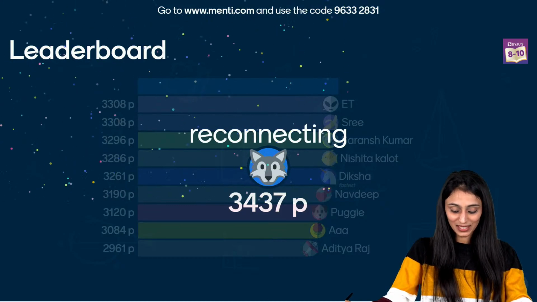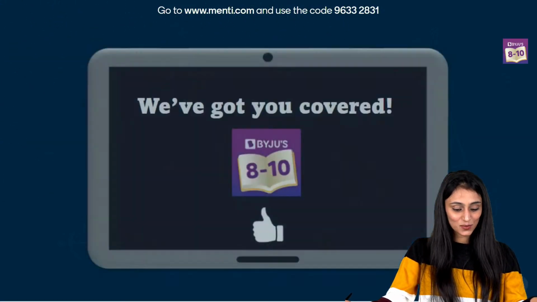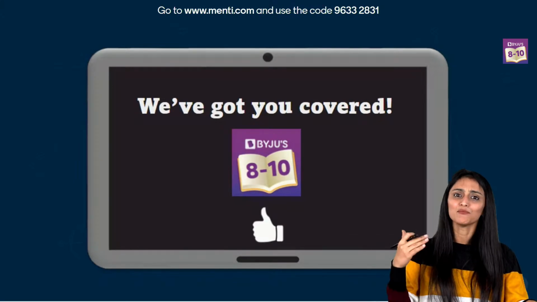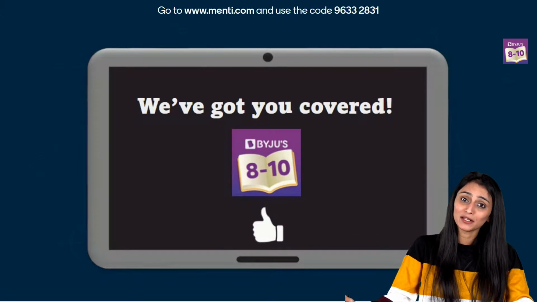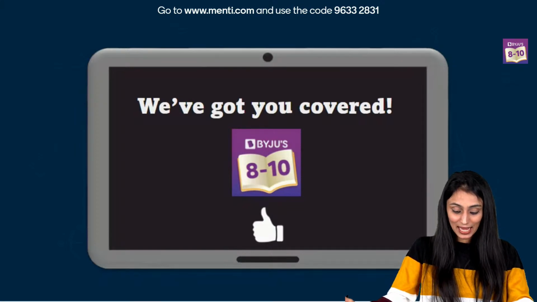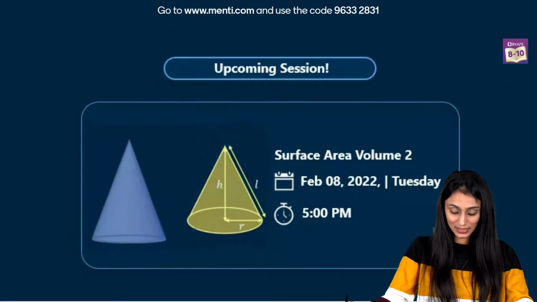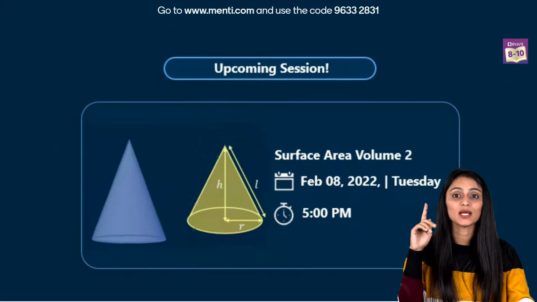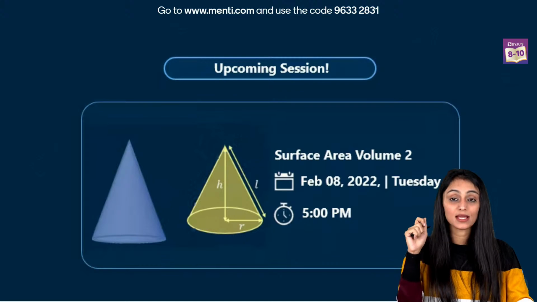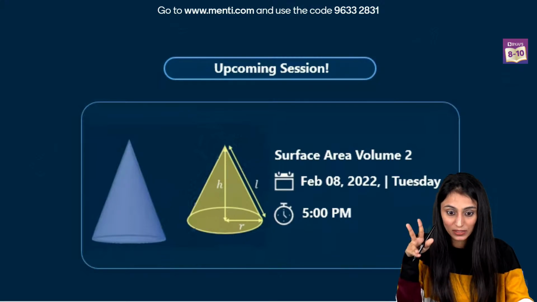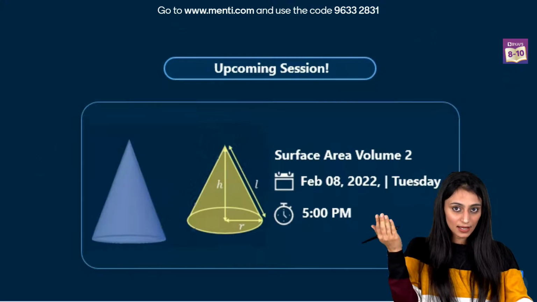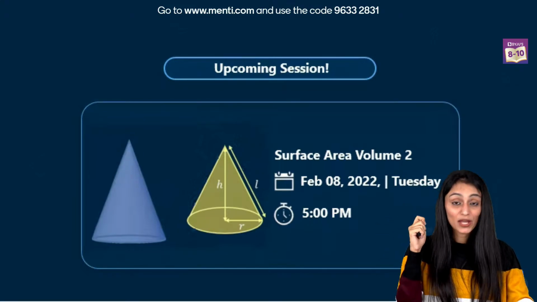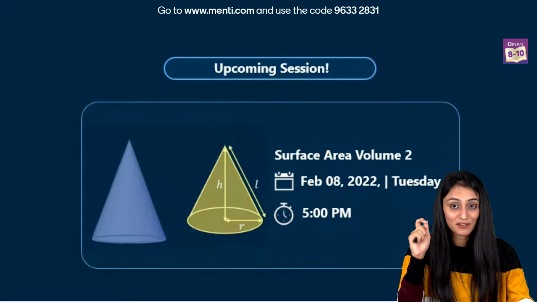Wow. Alright, so this was the last question of today's quiz, but this is not the end because we have lined up many more sessions for you from every Monday to Friday to make you exam ready. Now let me give you a glimpse of the upcoming session. So tomorrow, that is February 8, Tuesday at 5 p.m. we will be having a session on surface areas and volumes, second part. Yes, so whatever 3D figures are left now that are a part of your syllabus, I'll be discussing them tomorrow. So make sure that you attend the class at 5 p.m.